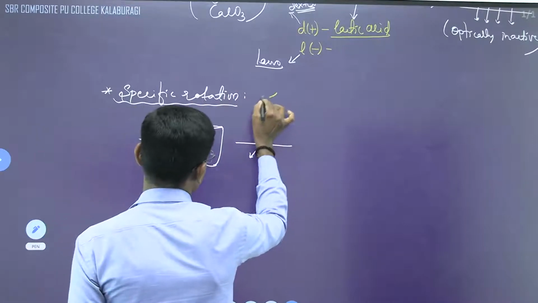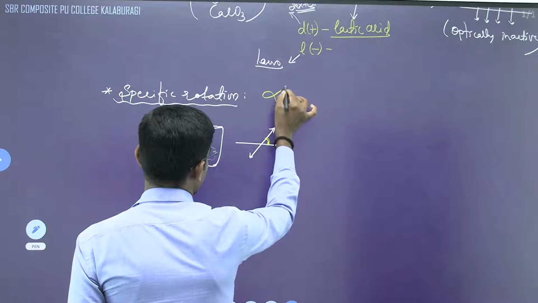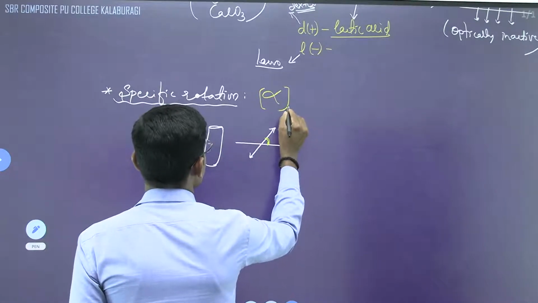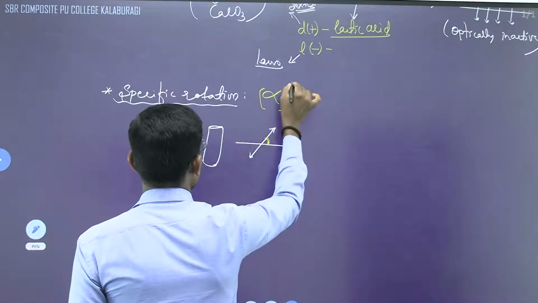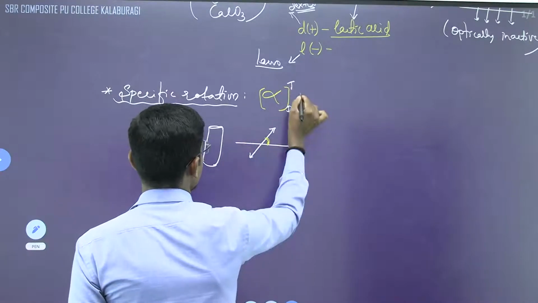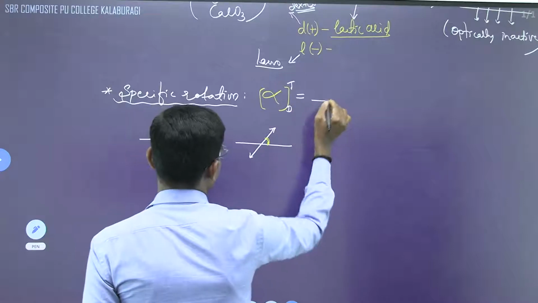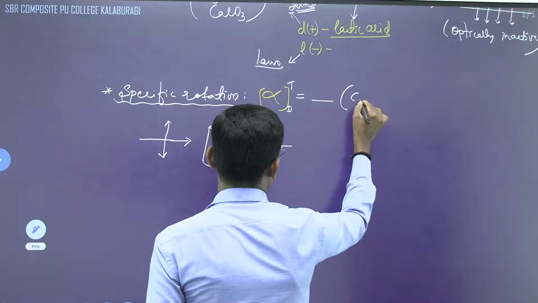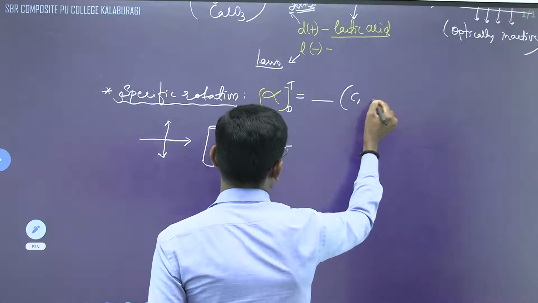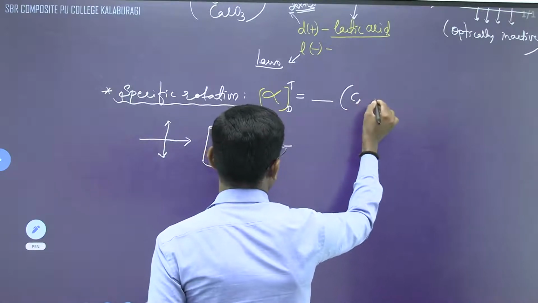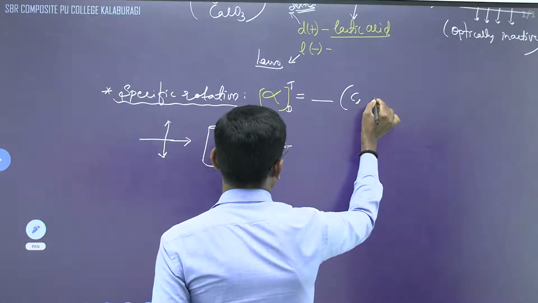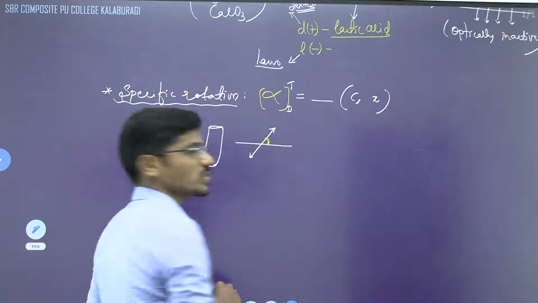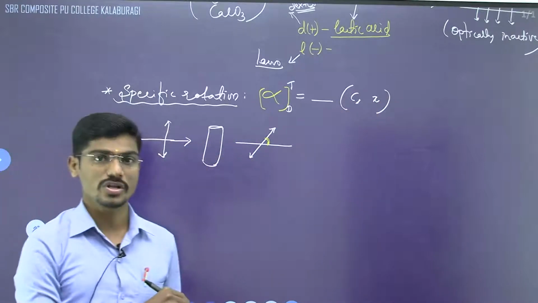Now this specific rotation is represented by alpha, with the symbol D. It stands for the wavelength of light used, at a specific temperature T, which gives some values, and in brackets we represent the concentration, comma, its value. C represents concentration, and after this you can write some value x. So this is the representation of specific rotation.